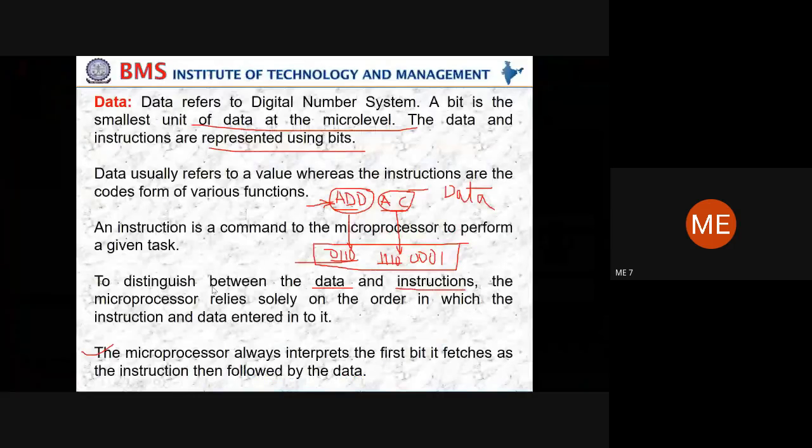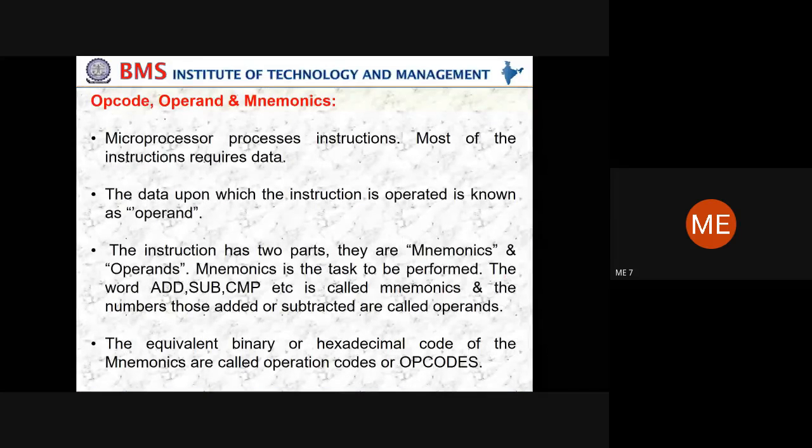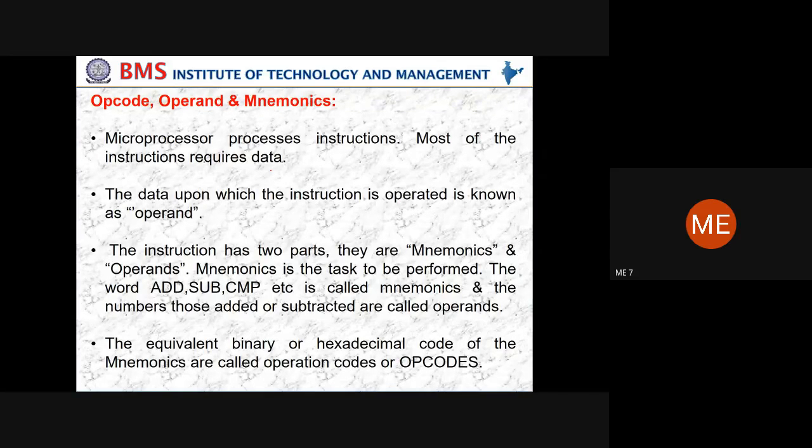So going further, the microprocessor always interprets the first bit it fetches as the instruction, followed by the data. Then we'll move on to the opcode, operand, and mnemonics. Please, these three words, let's understand clearly. Opcode, called operation code, operand, and mnemonics.